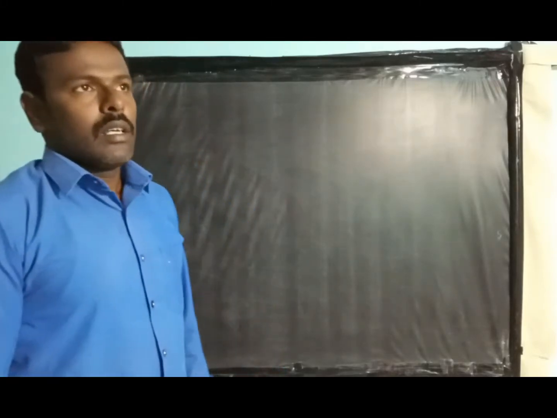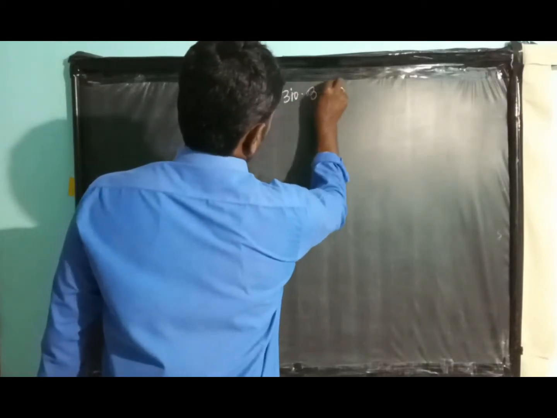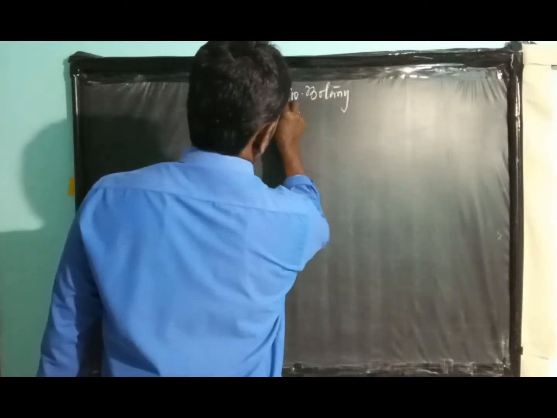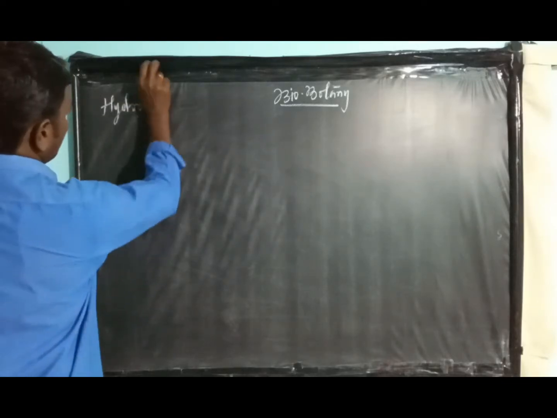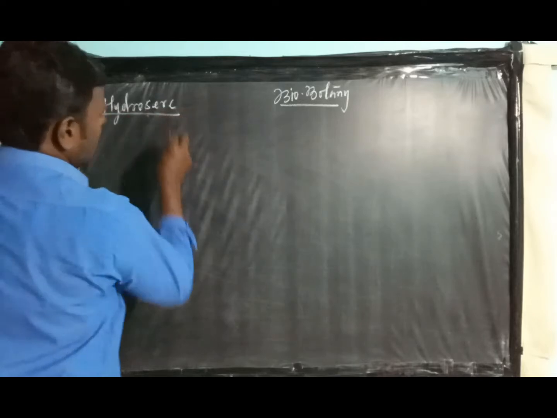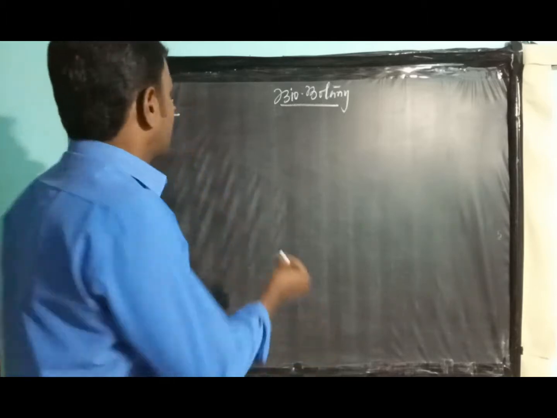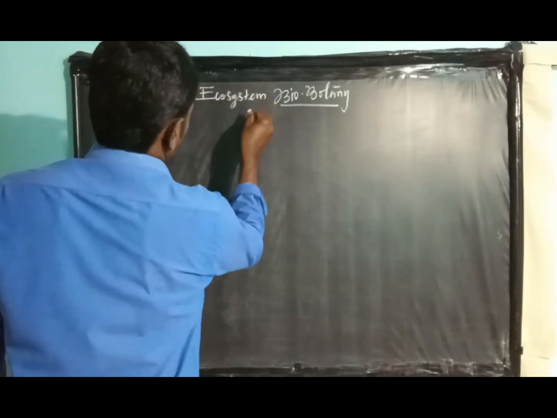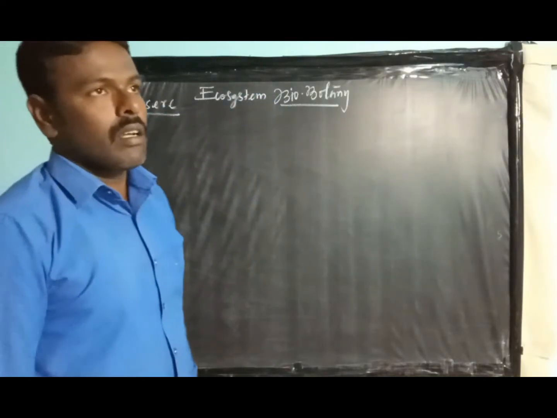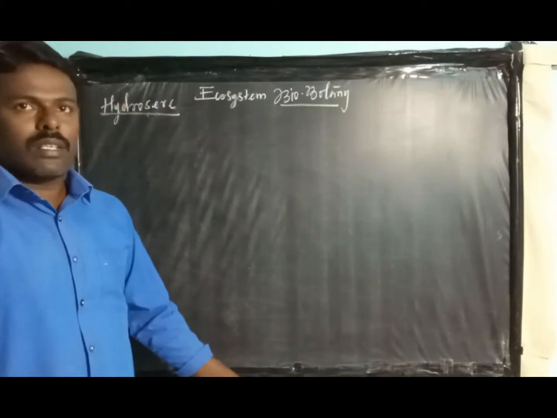Today we are going to discuss the topic hydrosere. This is a continuation of the chapters on ecosystem. So what is hydrosere? What are the kinds of hydrosere? What are the stages of hydrosere? Now we are discussing that.